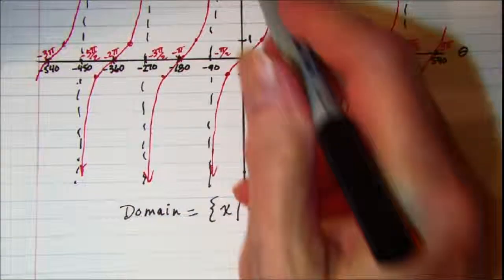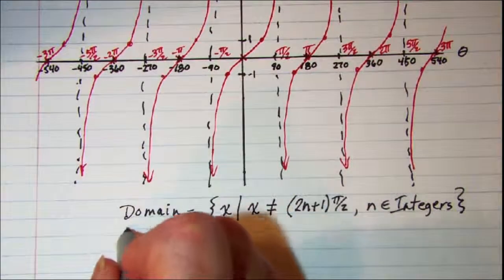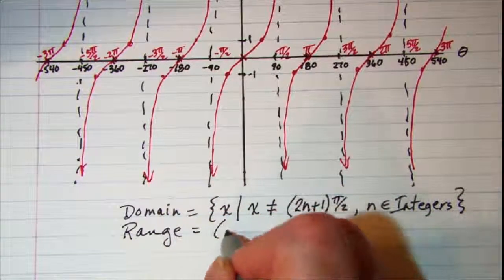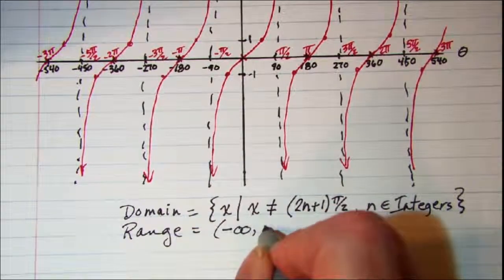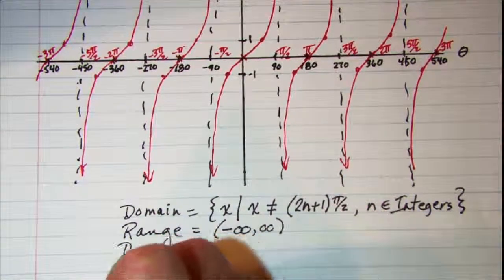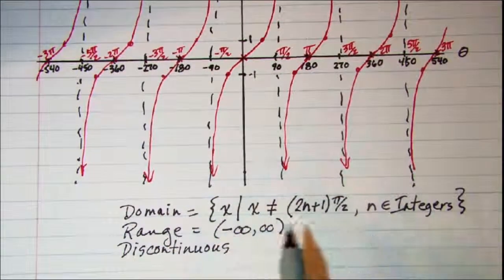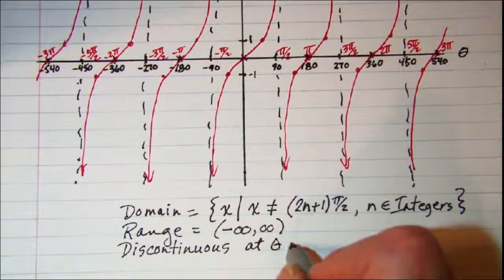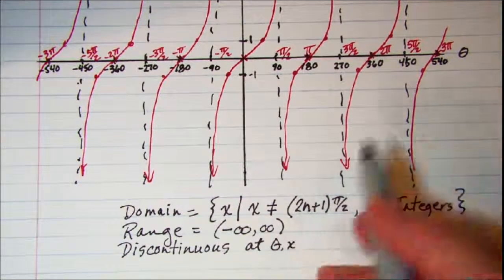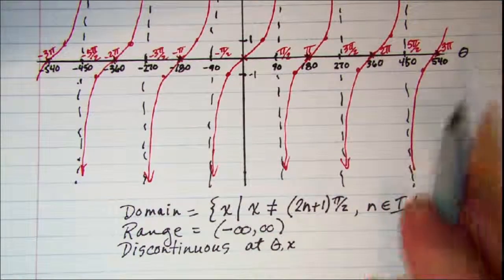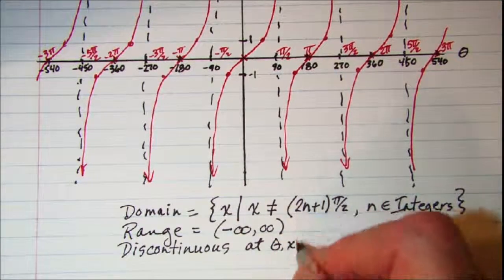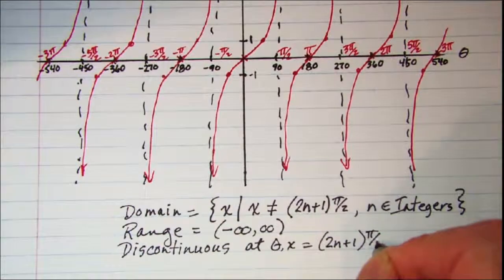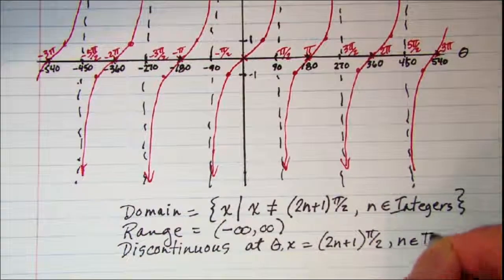Our range, notice we don't have any y values that are undefined. So our range is all real numbers. Let me go with interval notation for that. Negative infinity to positive infinity. Discontinuous at my asymptotes, so at theta or x. We're using x here, but I labeled this with theta, equal to 2n plus 1 times pi over 2, for n is an element in the set of integers.